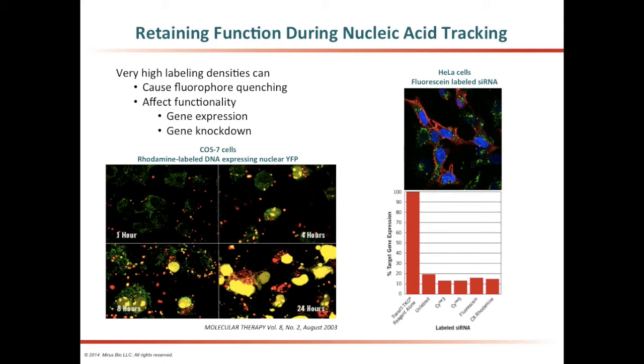In the case of siRNA, we have demonstrated that at the correct labeling density, you can achieve efficient knockdown as well. These are HeLa cells transfected with fluorescently labeled siRNA, which you can see as green dots in the cytoplasm. When we compare knockdown to an unlabeled siRNA, which achieves roughly 80% reduction in gene expression, there is essentially no change when the siRNA that was delivered is labeled with Cy3, Cy5, fluorescein, or rhodamine fluorophores.